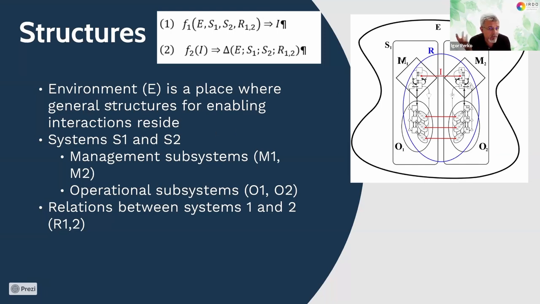So, what is environment? It's a place where general structures for enabling interactions reside. In most cases, basically every interaction needs an environment. Okay? Then we have this system 1 and system 2, which we modified a little bit. So we said we are not as granular as you would like us to be, maybe, but we have management subsystem 1 and 2 and operational subsystems 1 and 2.